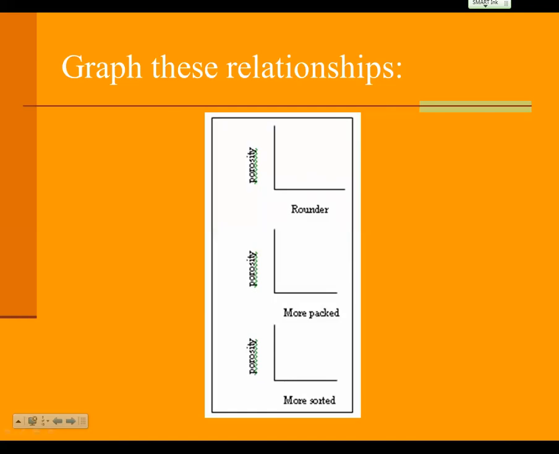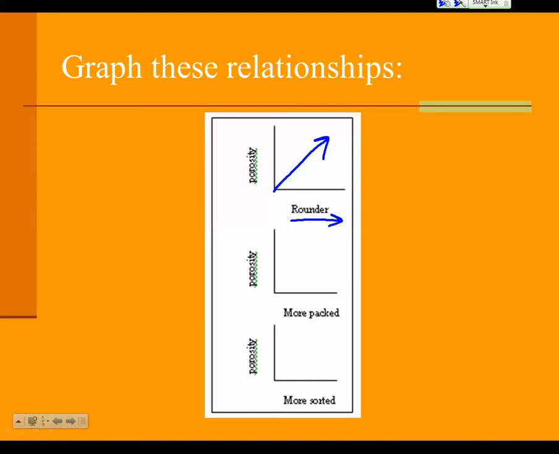So let's graph these relationships. First one, as the soil gets rounder or more round, the pore space, something's going to happen to it. Remember, rounder doesn't fit together well, so there's more empty space between them. Graph goes up. Direct relationship.